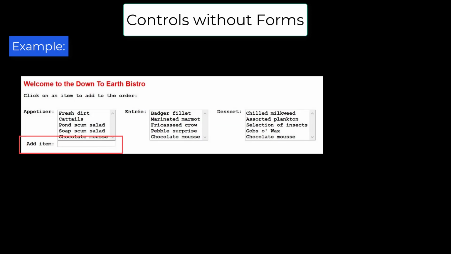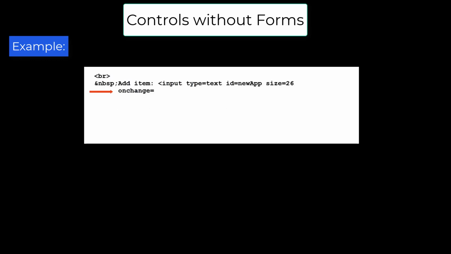Well, interesting, but as things stand, if a user enters an item, it won't get added to the appetizer list. We need to take some action. The right place to do this is in an onChange event handler. This event is raised when a control gets the focus and then loses the focus. The browser checks if the before and after contents are the same. If not, the onChange event is raised.